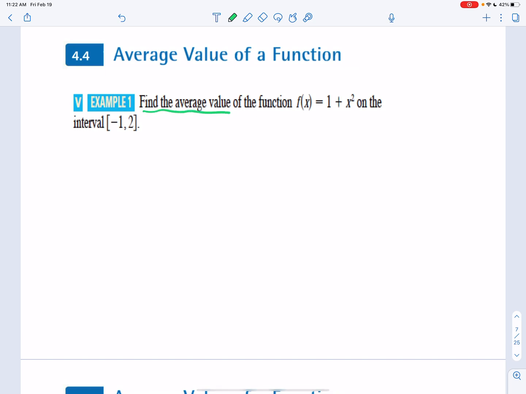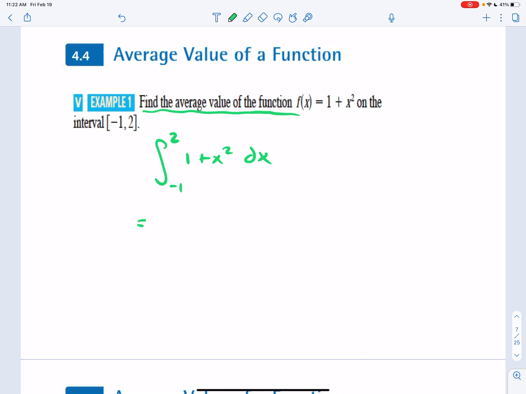So this is how you would normally find multiple choice questions on the calculus exam, okay? Find the average value of the function f of x on the interval from -1 to 2, okay? So here we go. To find the average value, we would have to integrate the function, and the bounds are going to be the interval from -1 to 2.